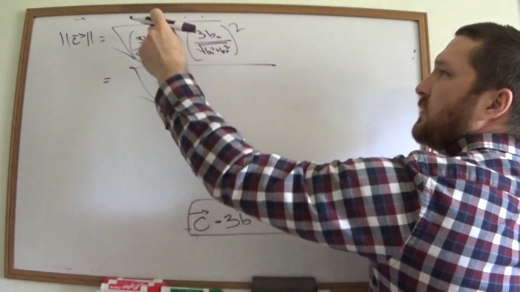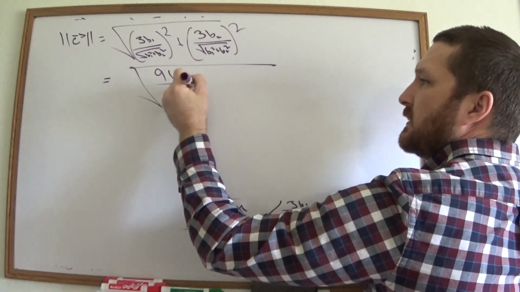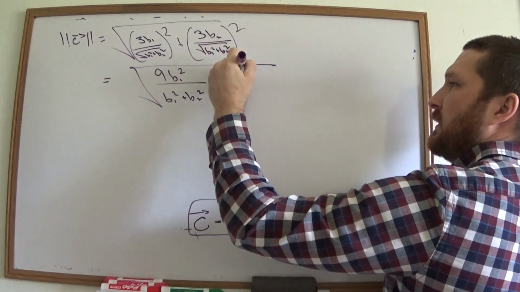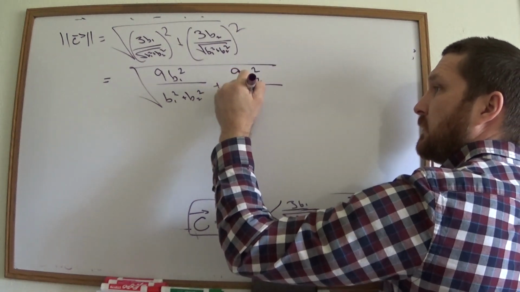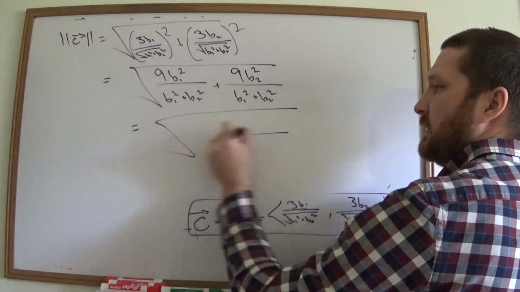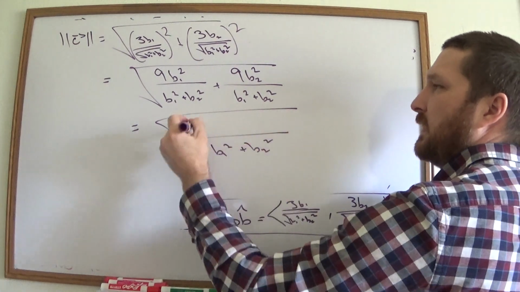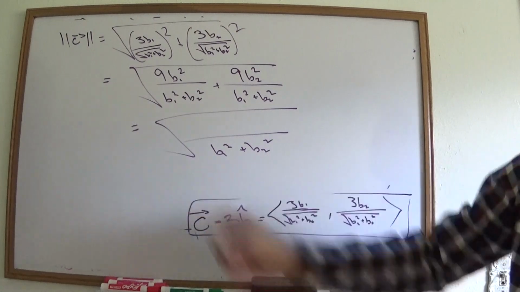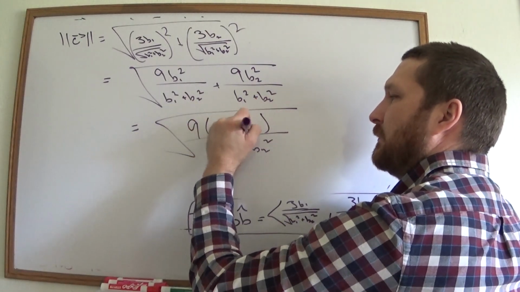This is the same as 3 squared is 9, b1 squared is b1 squared, over now just b1 squared plus b2 squared. And the same thing, 9 b2 squared over b1 squared plus b2 squared. We have a common denominator. Easy. So when I add those together, it looks like I can pull out a 9. So I'm going to go ahead and do that, pull out my 9. And then those cancel, b1 squared plus b2 squared.